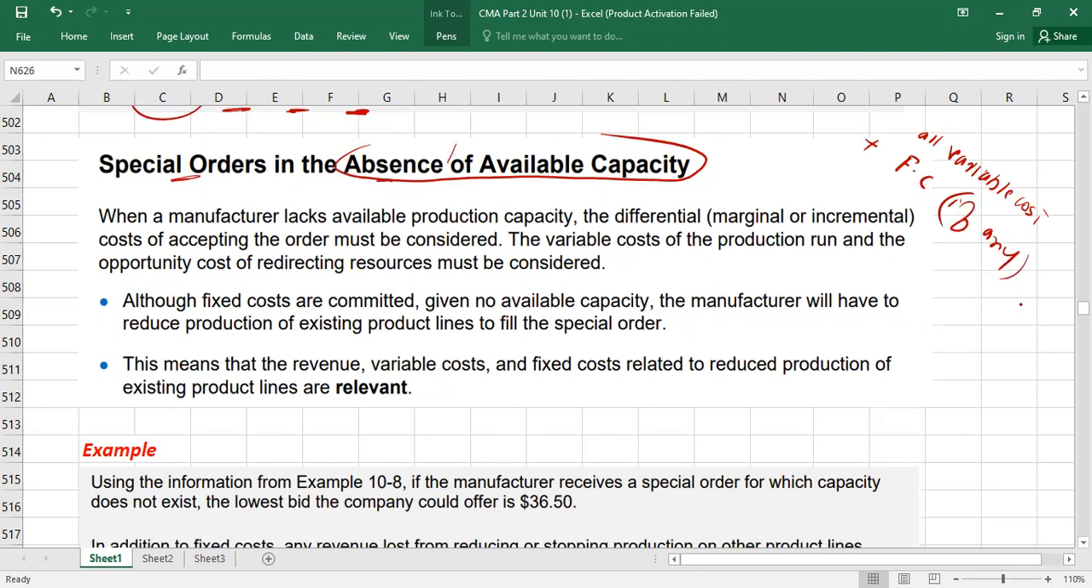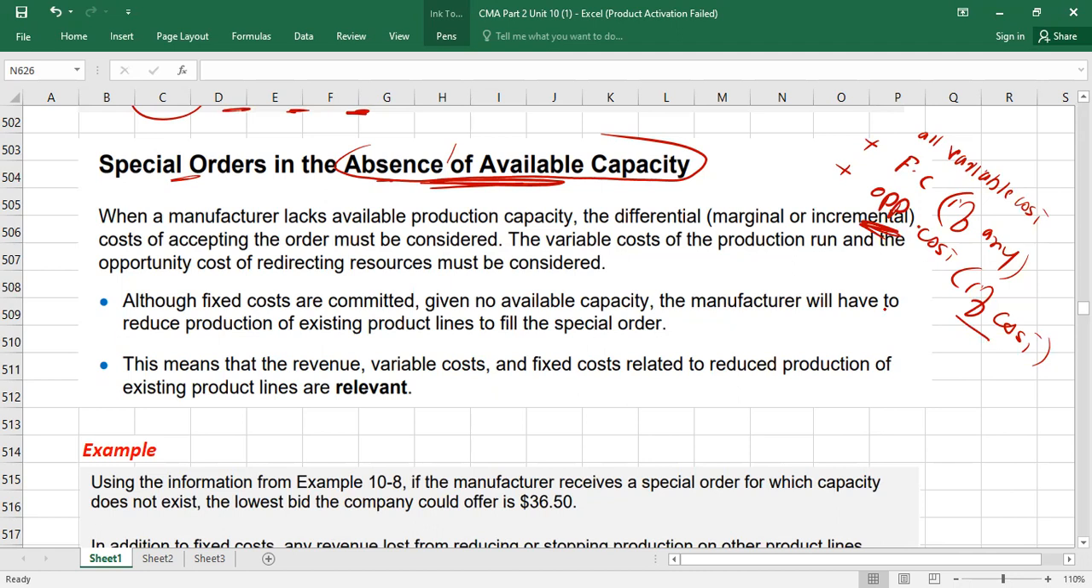Any means if fixed cost is changing due to this decision, you will add it here, plus you will add opportunity cost, again if any. What does opportunity cost if any mean? Because you are operating at full capacity, you don't have spare capacity. For example, you have 10 machines and you are utilizing all 10. Now if a customer places an order, you have to stop the production of the existing product and start the production of the new order. Once you stop the existing product, you may lose some contribution, some profit, due to this order. That opportunity cost you need to calculate and add here. Then this gives you the cost of a special order in the absence of available capacity.